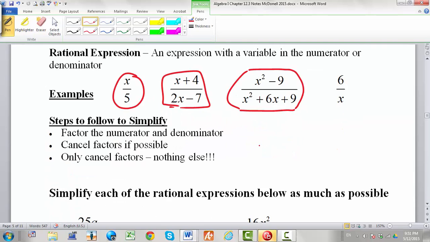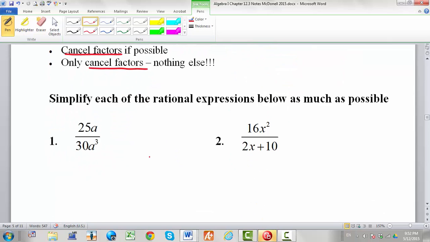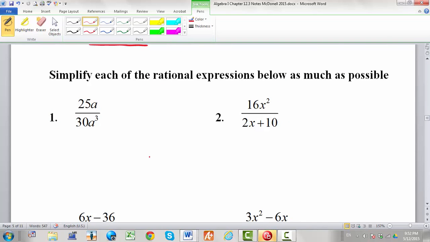Our basic steps are: we're going to factor both the numerator and denominator first. Then we're going to cancel factors, and that's one of our more important ideas. We only cancel factors. We can't cancel things that are not factors, just factors. And we'll talk about what those are with examples. So let's look down here at our first example. We're going to simplify this.